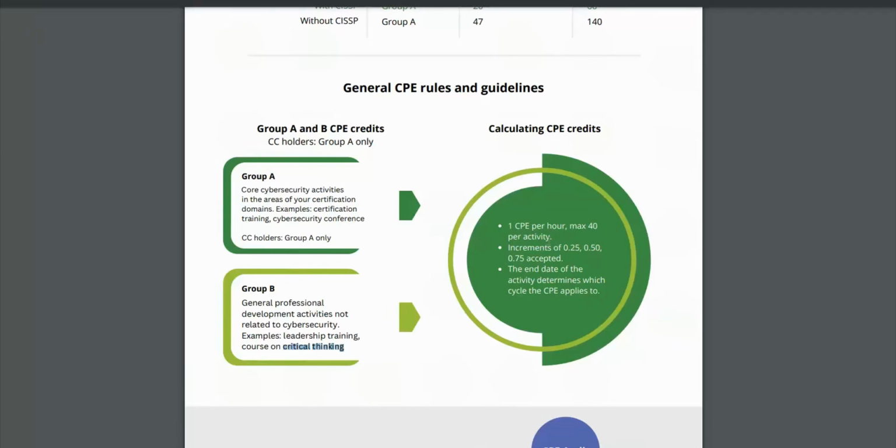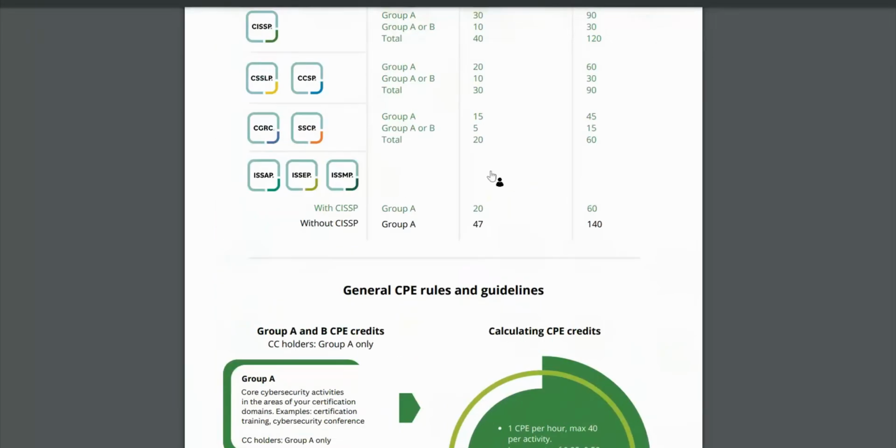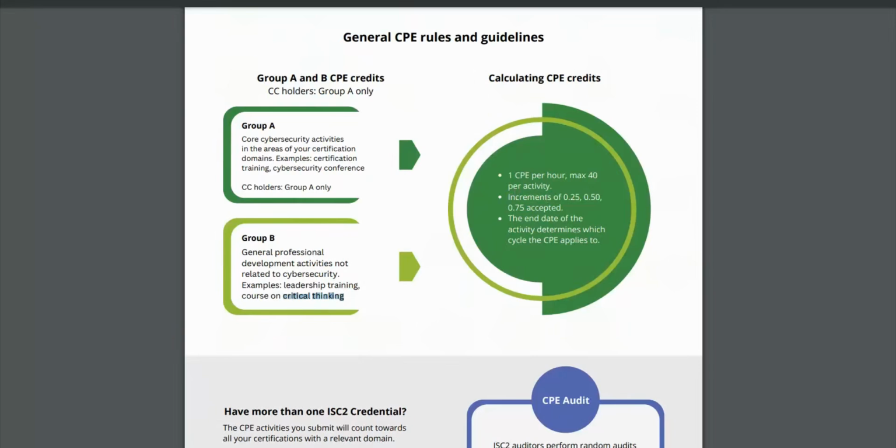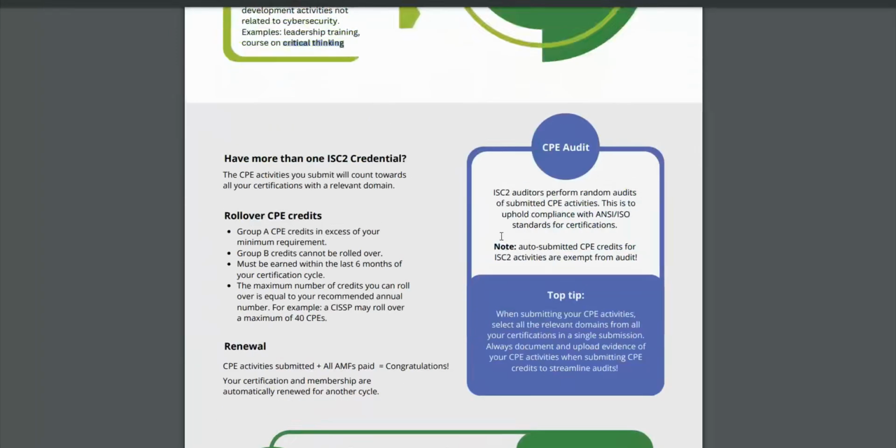So 40 hours, depending on the category. If it says 20, it means 20 hours, right? Increments of 0.25, 0.50, 0.75 are accepted. The end date of the activity determines which cycle the CPE applies to. So there's also a different cycle, like how we do the quarterly system. They have their own cycle.